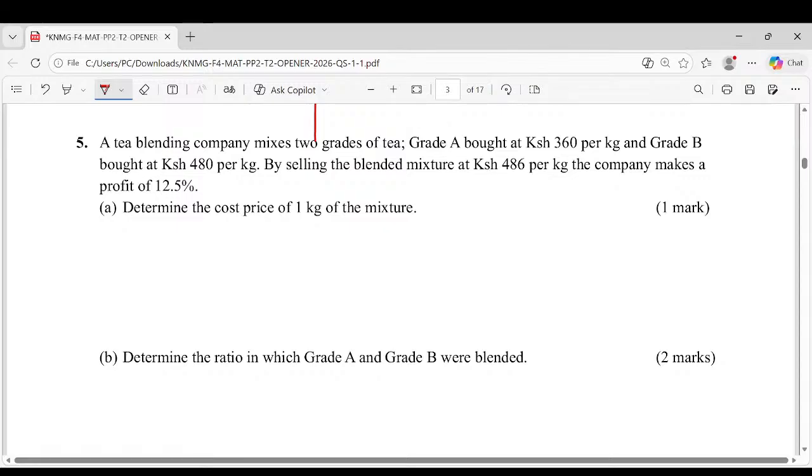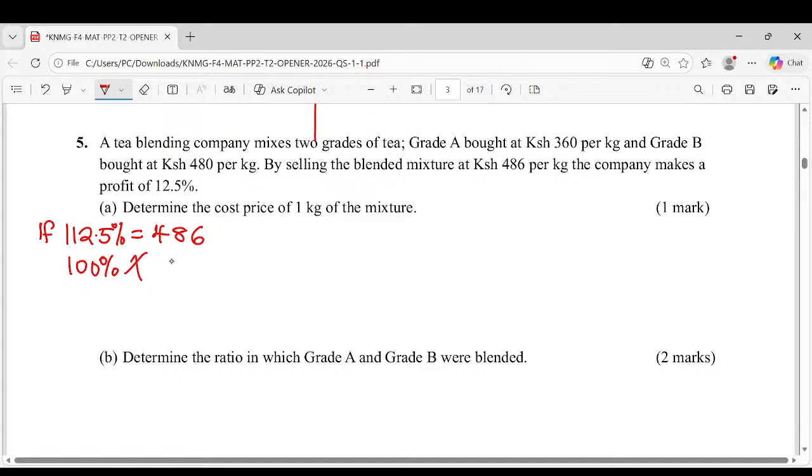So to get the cost price, is it really 125? No. When you take 100 plus 12.5, that will be 112.5. So if 112.5% is equivalent to 486 shillings, what about the cost price that is normally at 100%?